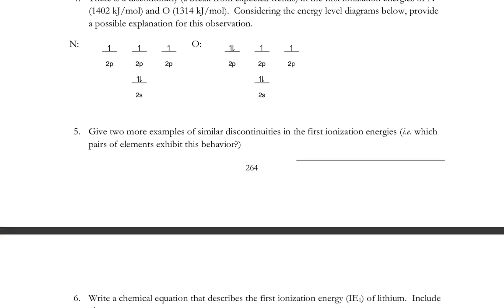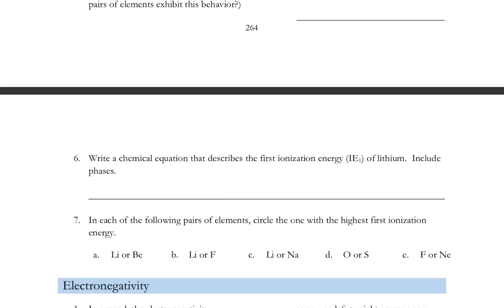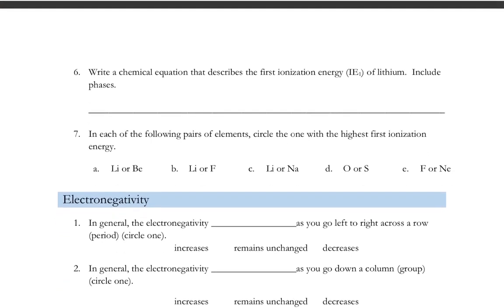Number 5, you'll need to go to the chapter 7 handout and find actual values to be able to see if there's any discontinuities, any break in the trend. Okay, number 6 has you going back in the introduction to equation number 1, where it shows you the definition of the first ionization energy. You're using lithium as the example, so you're including the phases and all that.